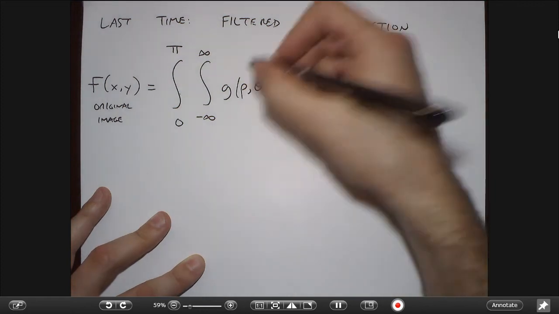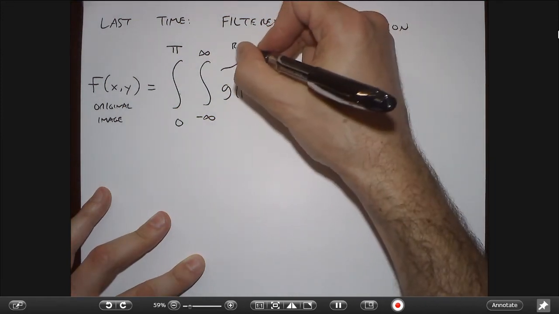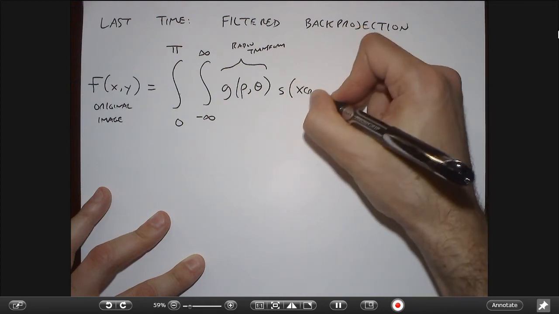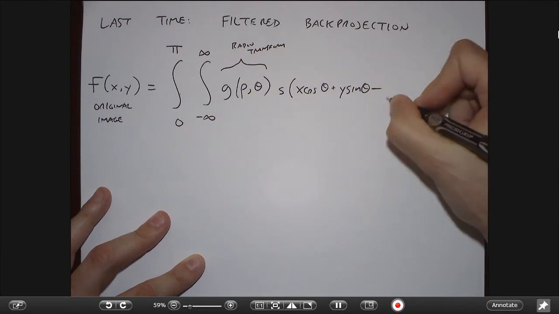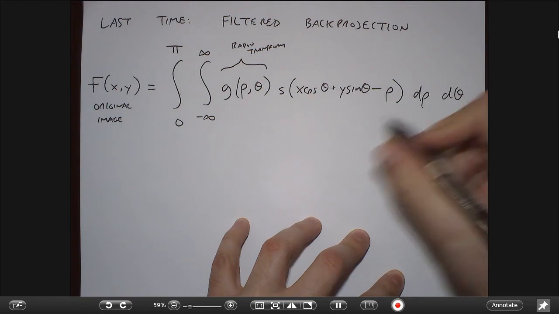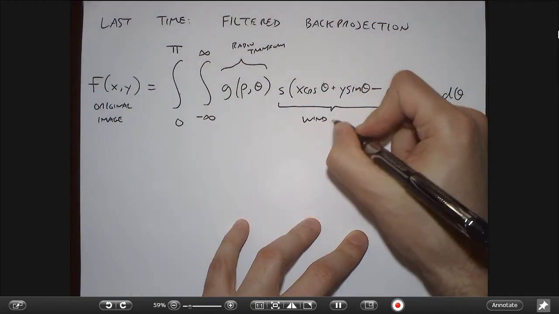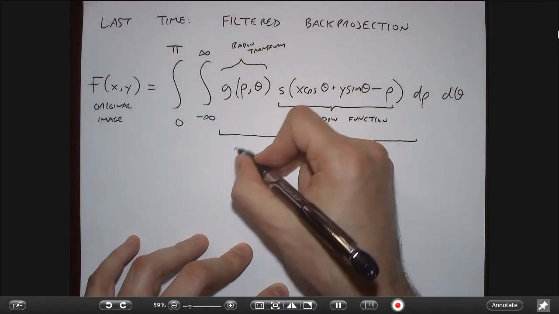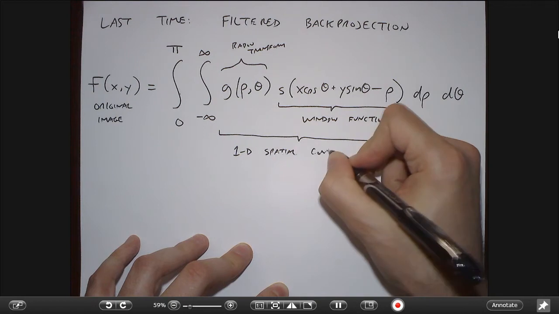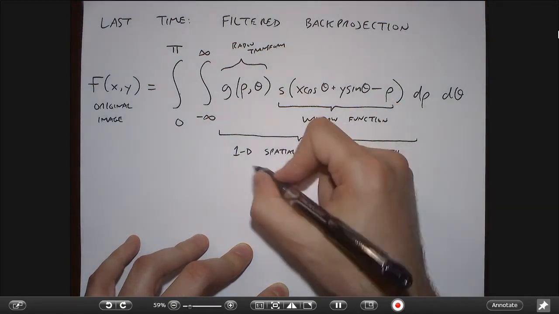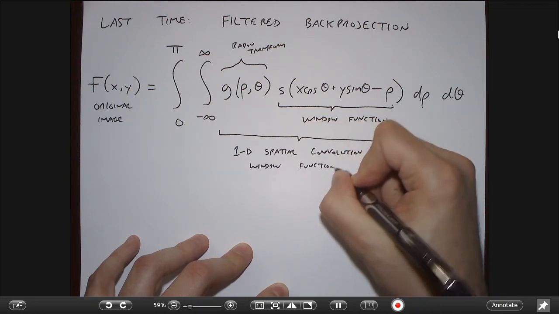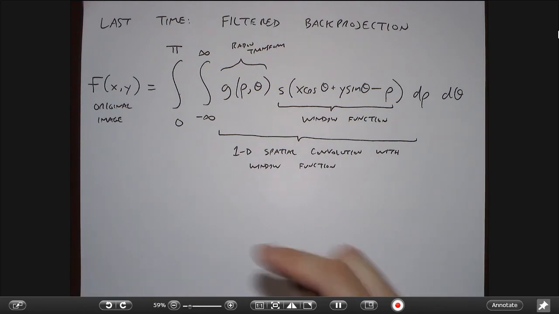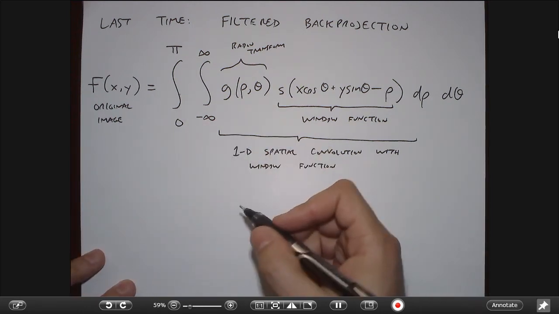So this was basically my radon transform, the projection along the ray. And then I had this S that was like a window, and I was convolving these things together, right? So this here was a window function. And kind of putting it together, this is basically like a 1D spatial convolution with the window. And then the outer integral d theta is just like the equivalent of adding up all the rays as I go around the patient. Okay, so let me simplify this a little bit.